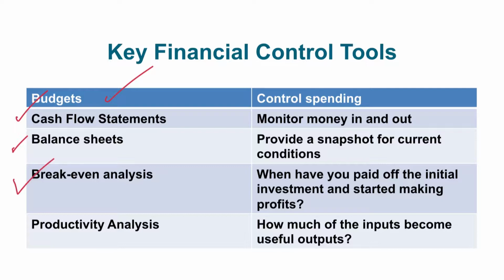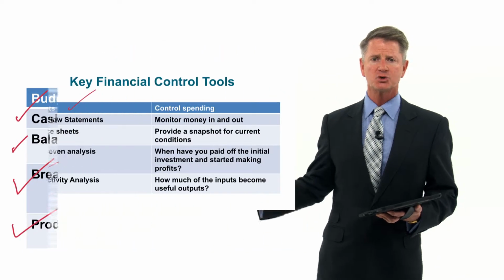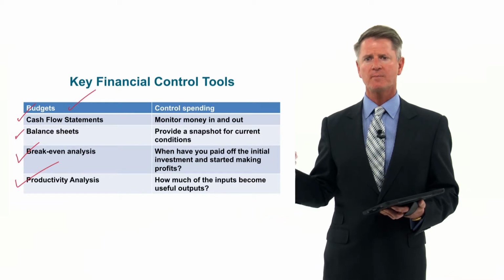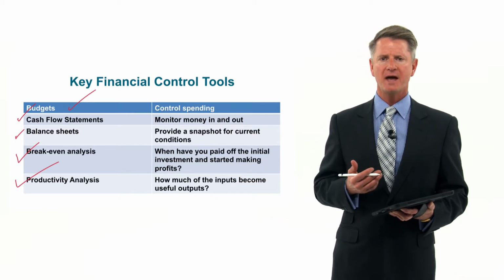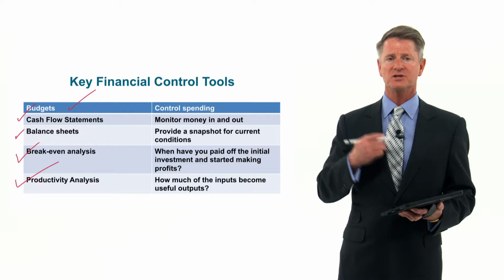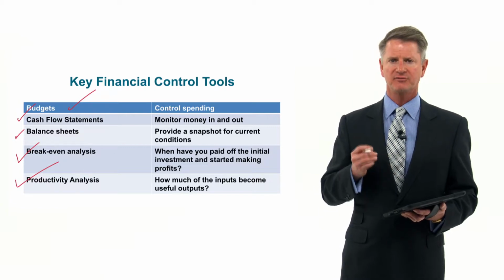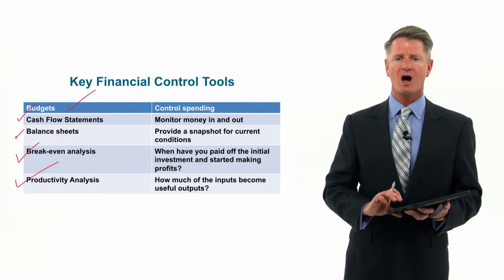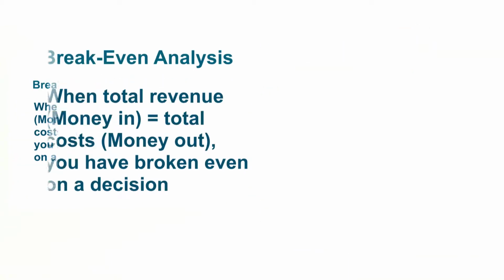A break-even analysis is a way to determine whether or not you're making a profit. And finally, productivity analysis is anytime you look at what comes into your business versus what goes out of your business, and you compare them. This is an attempt to measure your efficiency in different ways. Productivity analysis can be a financial control or it can be a non-financial control.